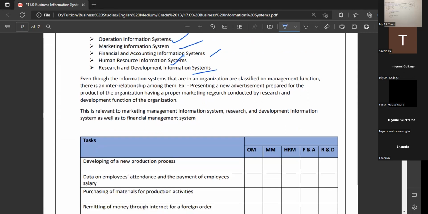Now, even though the information systems in an organization are classified on management function, there is still an interrelationship among them. For example, presenting a new advertisement prepared for the product of the organization requires proper marketing research conducted by the research and development function of the organization, because the ultimate goal is the growth of the organization.